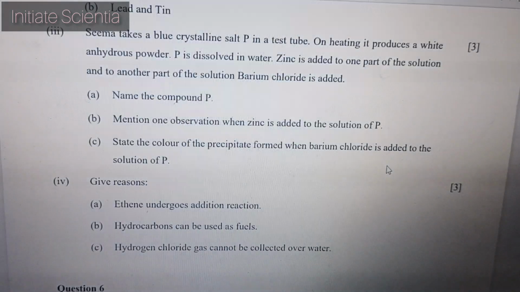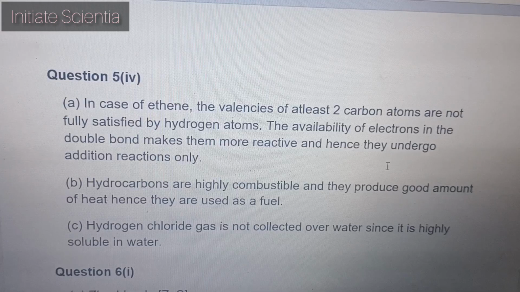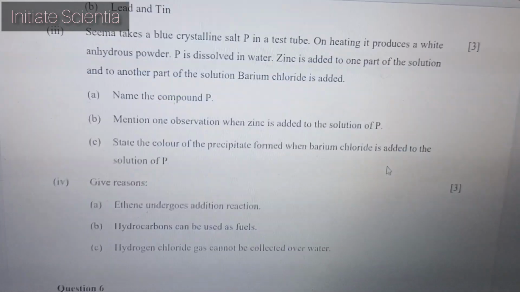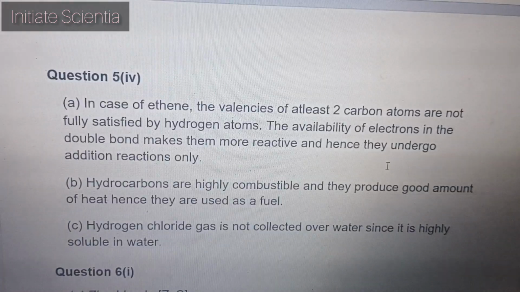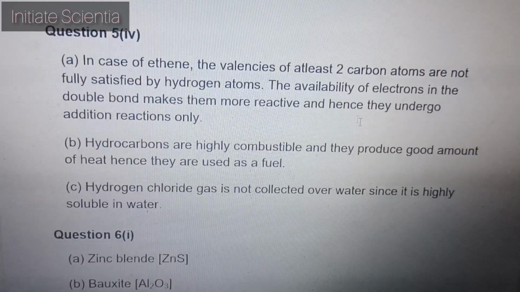Hydrocarbons can be used as fuels. Hydrocarbons are highly combustible and they produce a good amount of heat, hence they are used as a fuel. Hydrogen chloride gas cannot be collected over water. Hydrogen chloride gas is not collected over water since it is highly soluble in water.